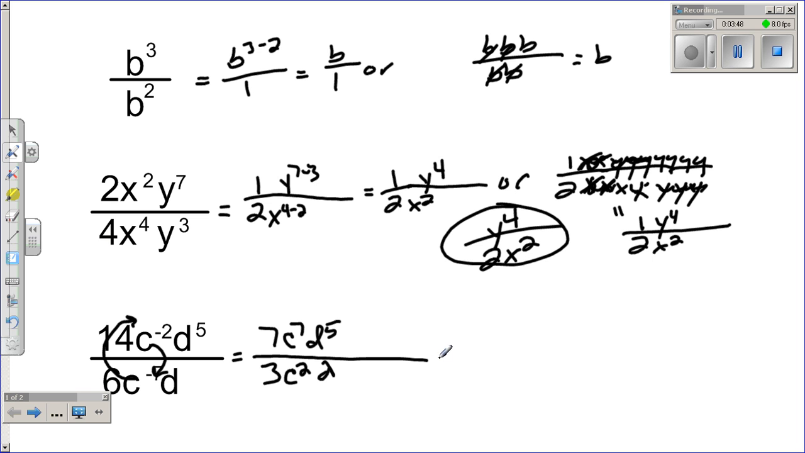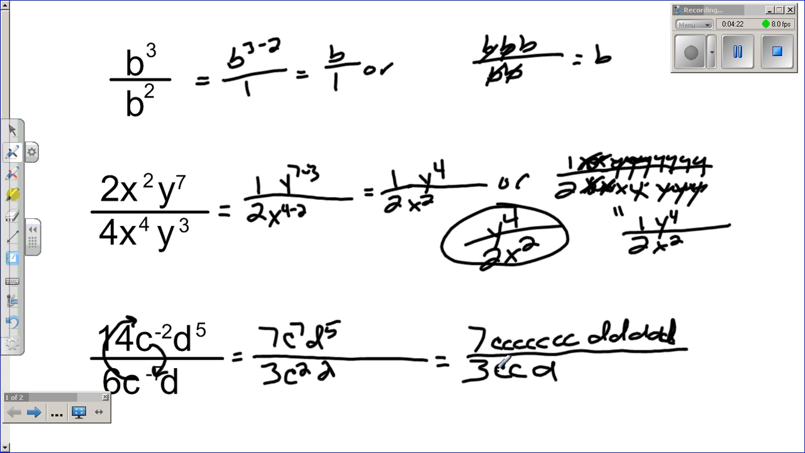Alright, so for my final method, I'm just going to use this one. You can use either you want, but my final, I'm going to use this. So I'd have 7 c's: 1, 2, 3, 4, 5, 6, 7, and 5 d's: 1, 2, 3, 4, 5. Down here, 2 c's, 1, 2, and 1 d.